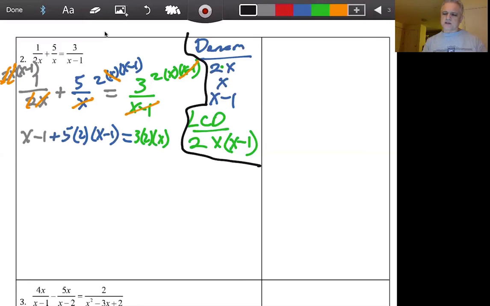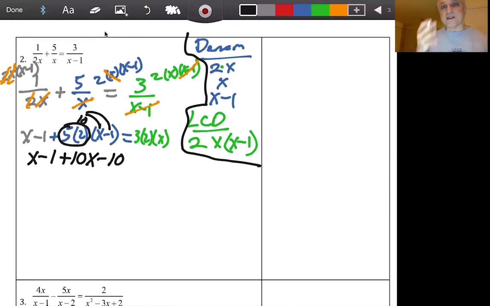So let's simplify these. Let's get this right here simplified up. So x minus 1 plus 5 times 2 is 10, 10 times x minus 1. Okay, so that's 10. See if I can write a little neater. So 10 times x minus 1 is 10x minus 10. Multiply the 10 by the x, multiply the 10 by the minus 1.